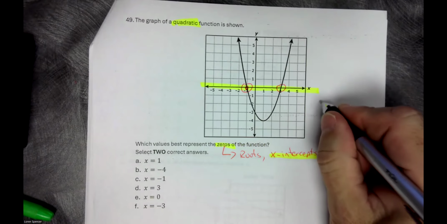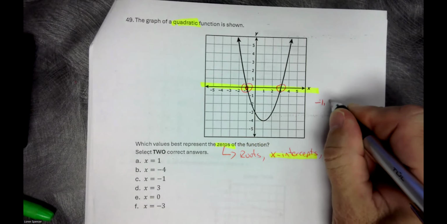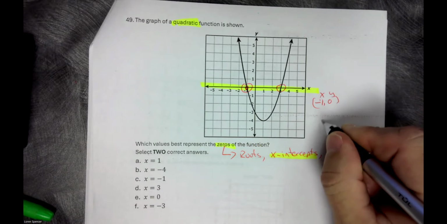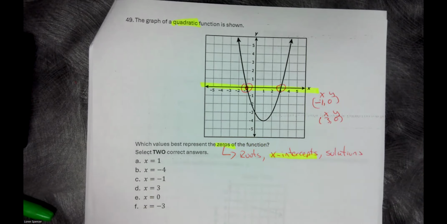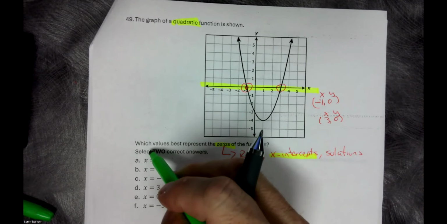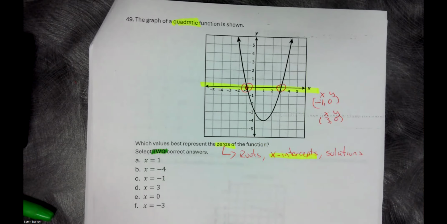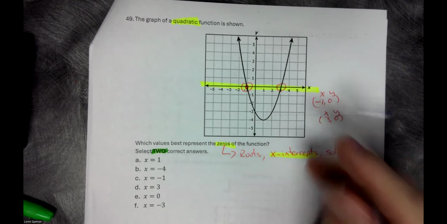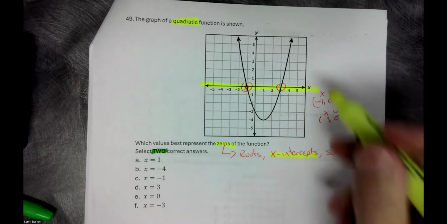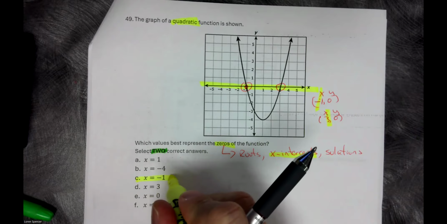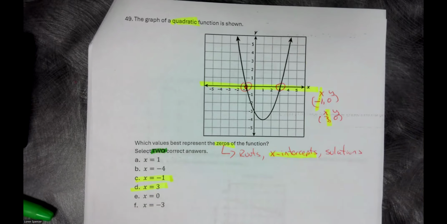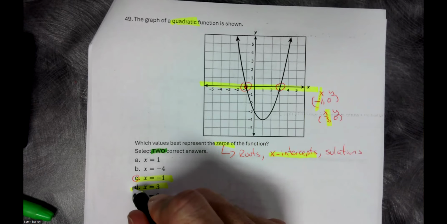So in this case, I have -1, 0, x and y, and I have 3, 0, x and y. Now, it says select two correct answers. So we're looking for x is -1 and x is 3. X is -1 and then x is 3. So this one, the answer choices are C and D. For 49, we're looking at C and D.